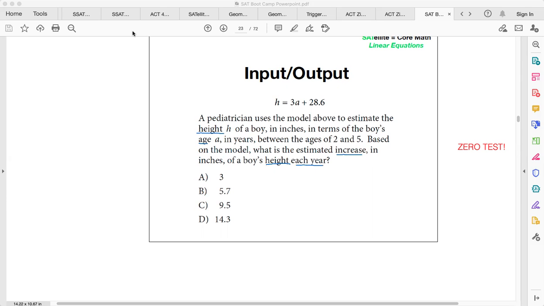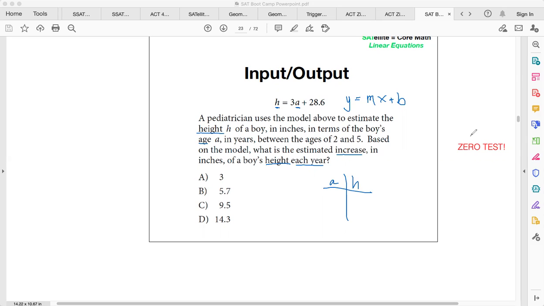So if we look at this equation, we should notice that this is a classic y equals mx plus b linear equation. And we should notice that the a is in the x position and the h is in the y position. So what I like to do to understand these equations is to make a little input-output system where we have a and we have h. Sometimes we have x and sometimes we have y.